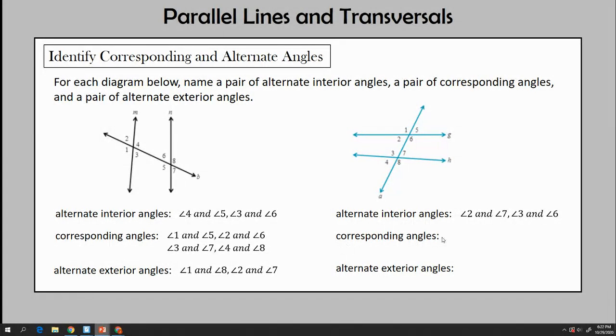Name a pair of corresponding. Well, there are four different choices. You've got 1 and 3, 5 and 7, 2 and 4, 6 and 8. And then alternate exteriors, right? Exteriors on the outside of the transversal, 1 and 8, 4 and 5. So that's how you identify them, and make sure that you put them in pairs according to what they're being asked for.